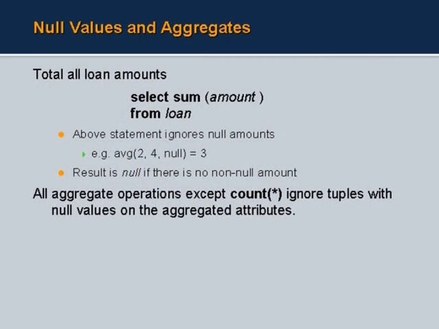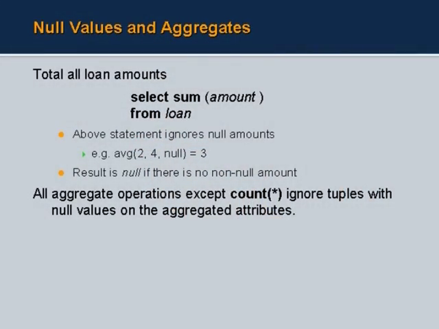Now, what about aggregates? If I say sum of amount from loan and the amounts were 2, 4 and null, what would sum be? It ignores the null and makes it 6. What about average? It ignores the null. Therefore, you add 2, 4 and divide by 2, not by 3. So it doesn't treat nulls as 0. If you just take sum, it appears that null is treated as 0. But that's not the case. When you see average, it becomes more clear that null is thrown out before you compute the aggregate.